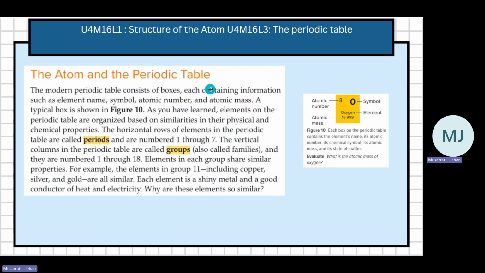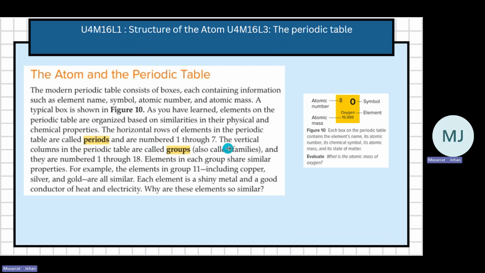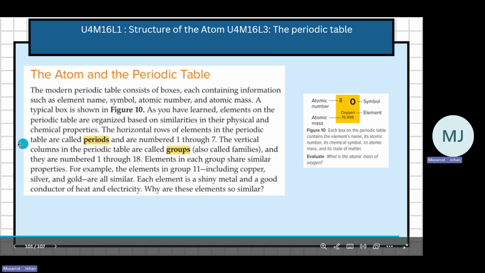Now, in the modern periodic table, there are periods and groups. The horizontal rows are called periods and the vertical columns are called groups. Periods are from 1 to 7 and groups are from 1 to 18. Groups share similar properties, and in periods the atomic number increases from 1 to 7 as you move in a period.